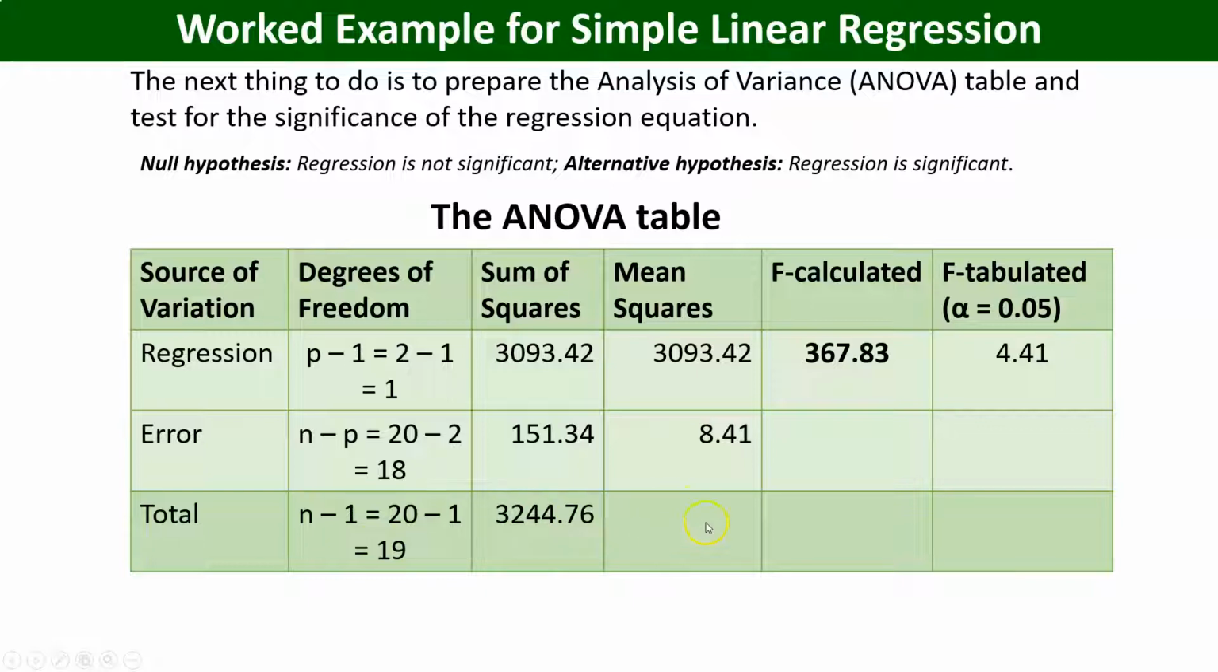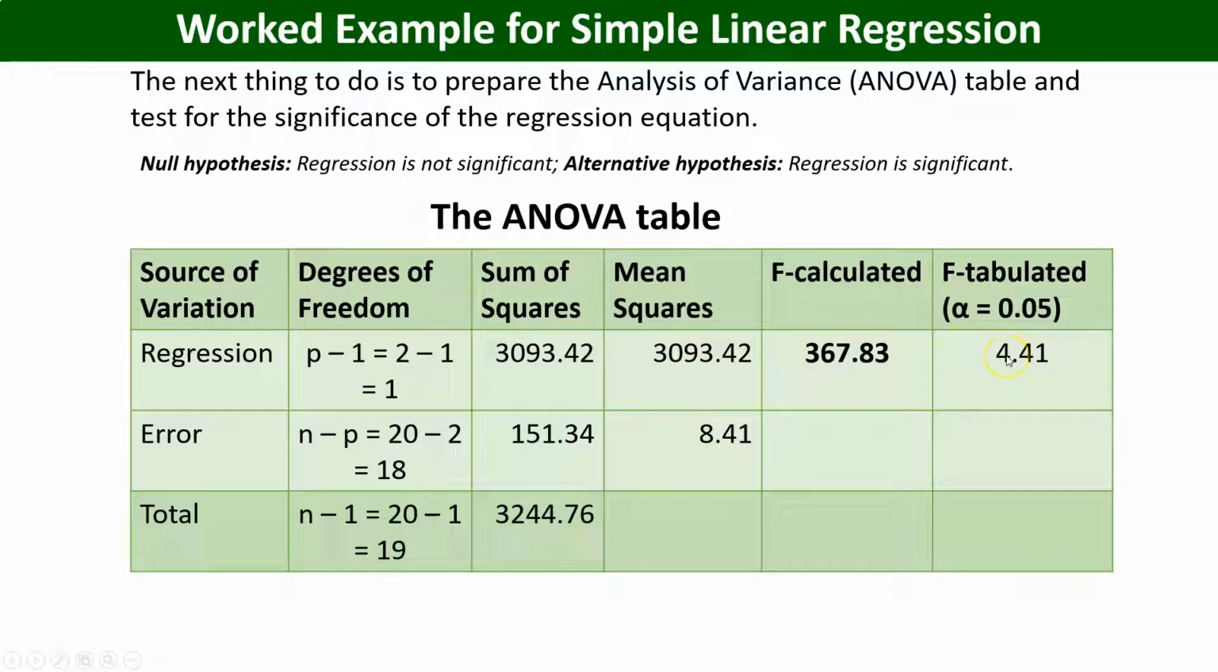Because if you do that and you put a value here and you had these two values, they won't give you that answer here. So this space is usually left blank. We don't compute mean squares for total. Now the next is your F calculated. And F calculated is simply mean squares for regression divided by mean square for error. And that gives us 367.83. So this is our F calculated, the variance ratio. We also call it variance ratio.